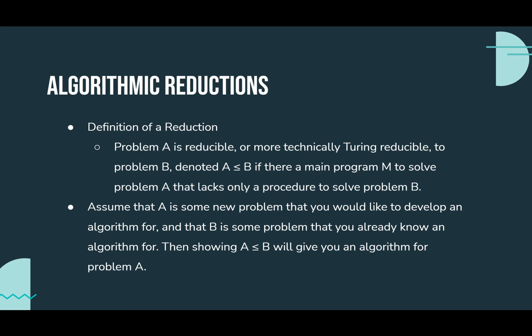So you're going to have to assume that A is some new problem that you would like to develop an algorithm for, and then B is some problem that you already know an algorithm for. Then showing that A ≤ B will give you an algorithm for problem A. And this is going to be really helpful when you're going to have a two-set type of question on the test.